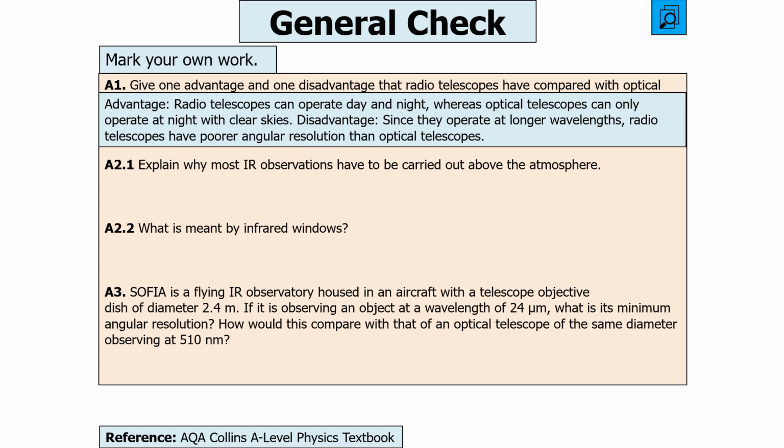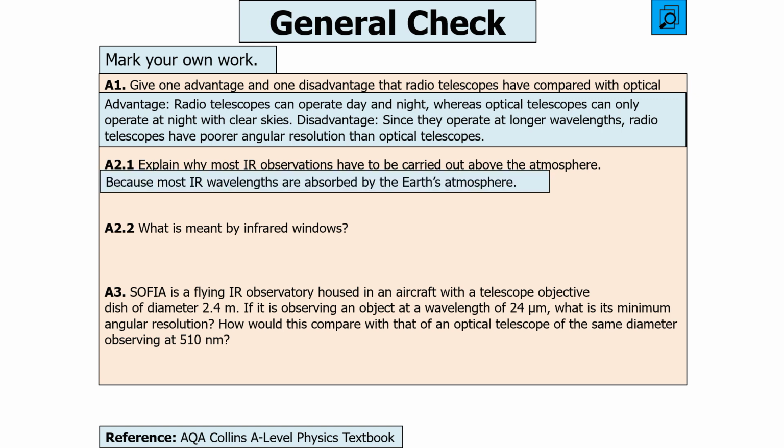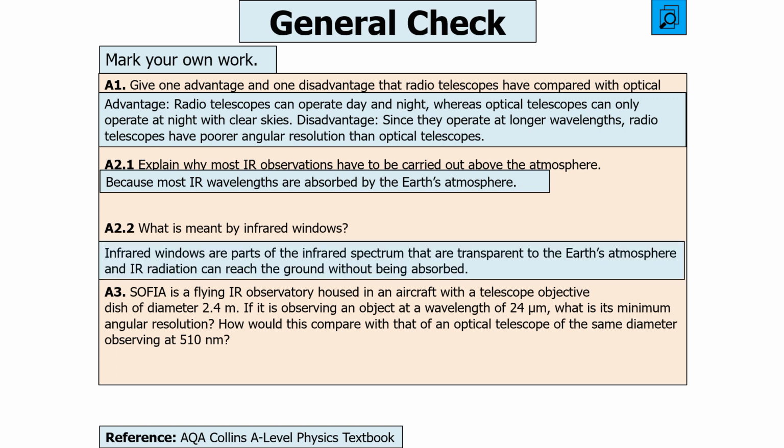Now most infrared observations are carried out above the atmosphere because the infrared wavelengths are absorbed by the water vapour in the Earth's atmosphere. Now infrared windows are parts of the infrared spectrum that are actually transparent to the Earth's atmosphere and therefore can reach the ground and ground-based telescopes without being absorbed.